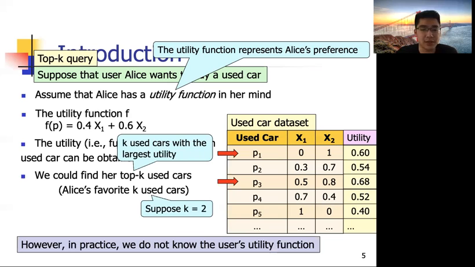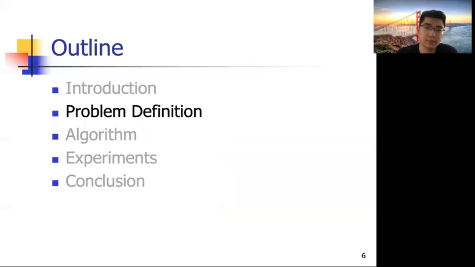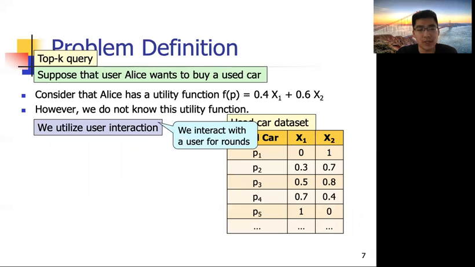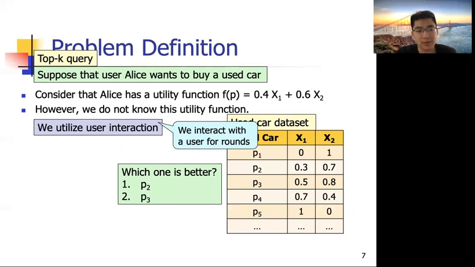However, in practice, we do not know the user's utility function, and thus it's hard to recommend to Alice her top K used cars. Motivated by this, we try to utilize user interaction. We interact with the user for rounds. At each round, we present 2 tuples, 2 used cars, to Alice, and ask her, which one do you prefer?